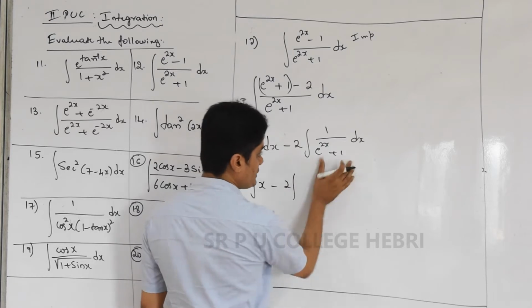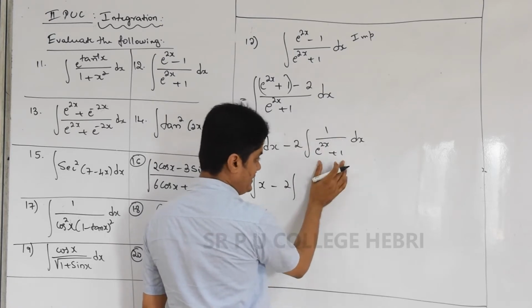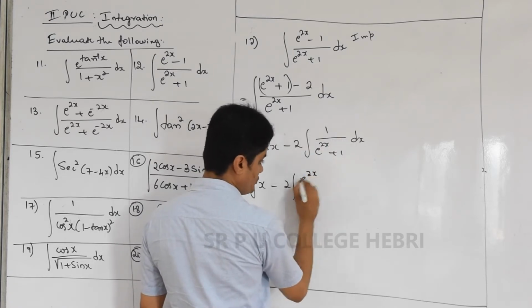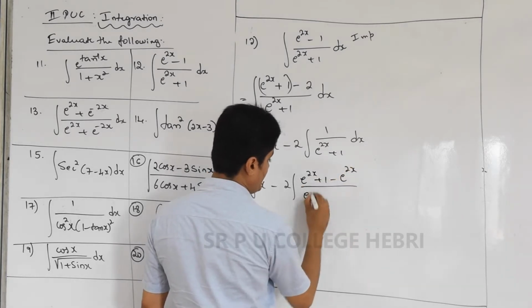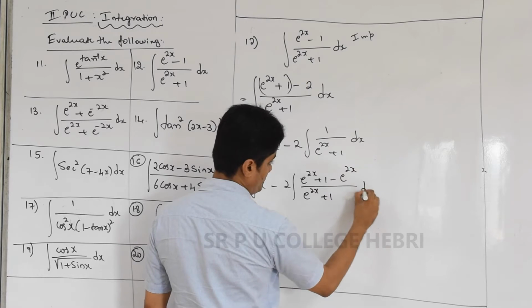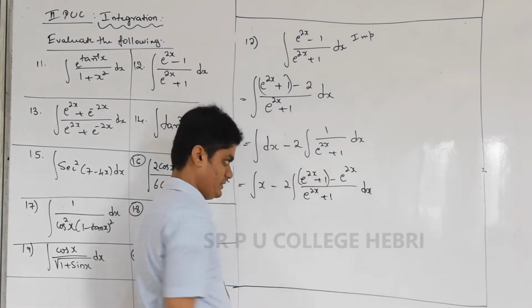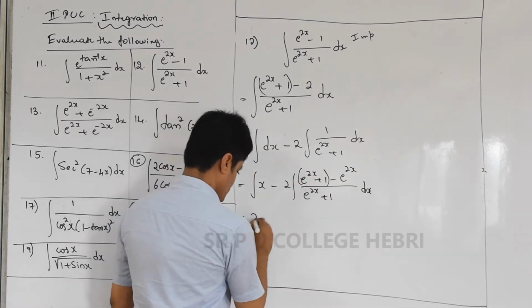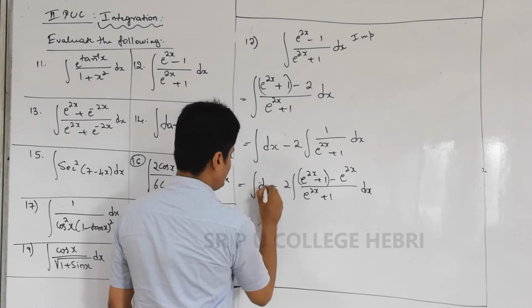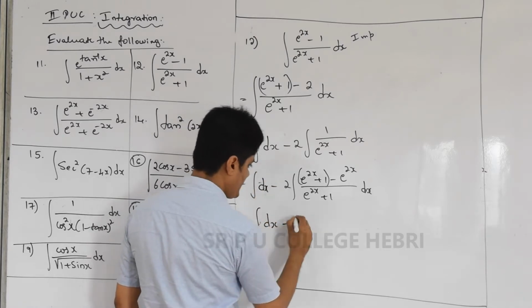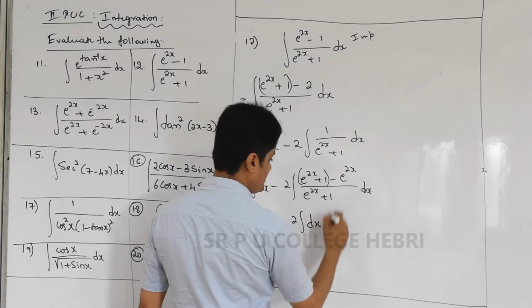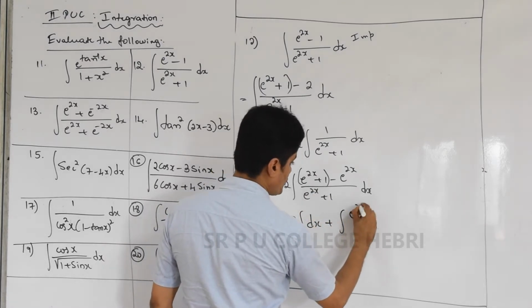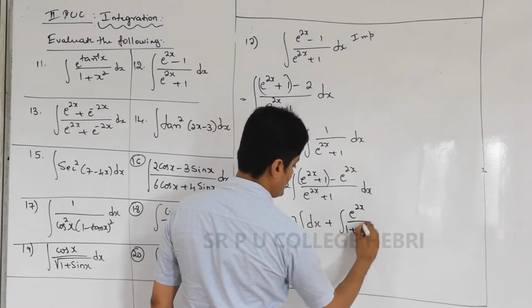Okay, so now again here you cannot integrate directly, so bring the numerator term. So add e power 2x and subtract e power 2x, divided by e power 2x plus 1. So adding and subtracting e power 2x. So it is 1 dx minus 2 into this by this, again you will get dx minus, minus plus e power 2x divided by 1 plus e power 2x. Correct?